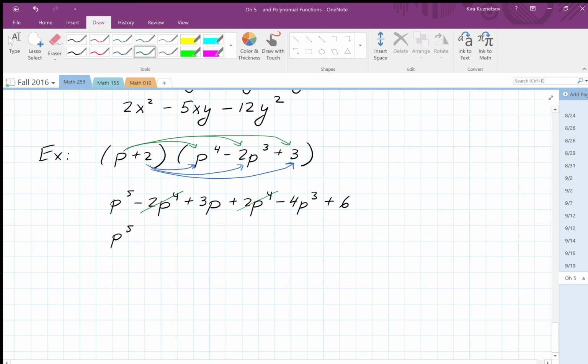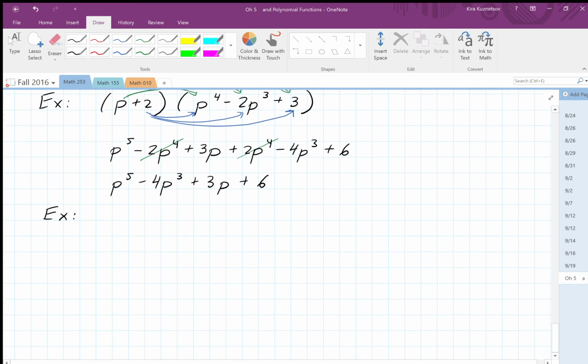Then you have your p to the power of 3. You have negative 4 of those. Positive 3p plus 6. This is your final example for this polynomial problem. Let's continue.